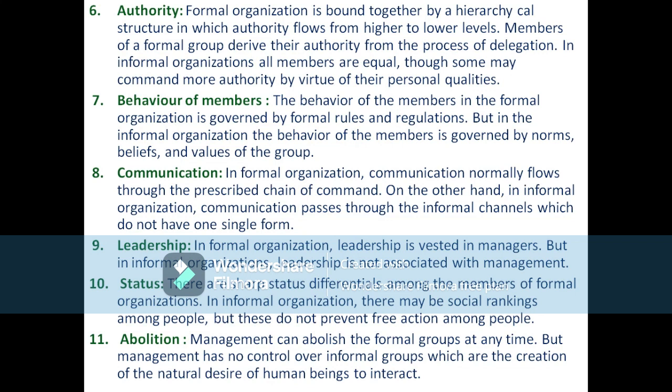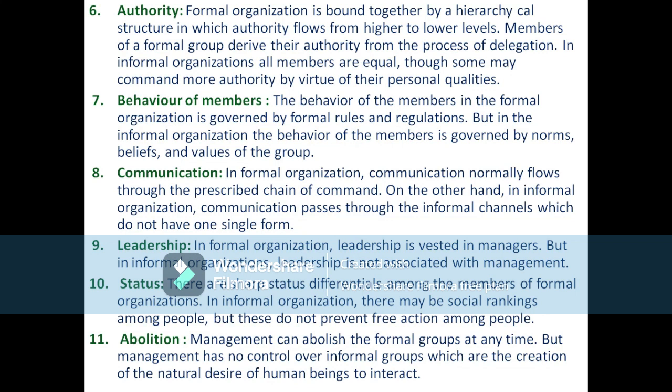We know that in formal authority there will be a structure, an organization structure. Delegation of authority depends upon the structure, the levels of the organization and management. But in informal organizations, all members are equal. Here, no hierarchical method can be seen.